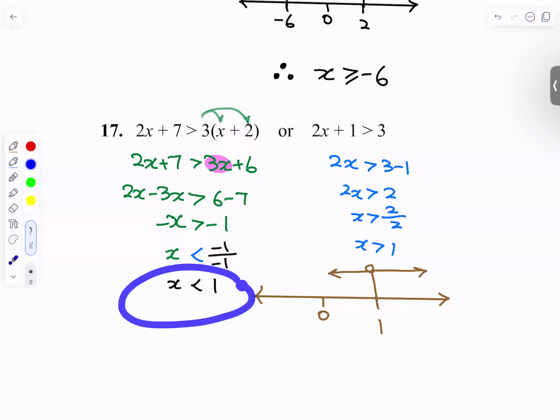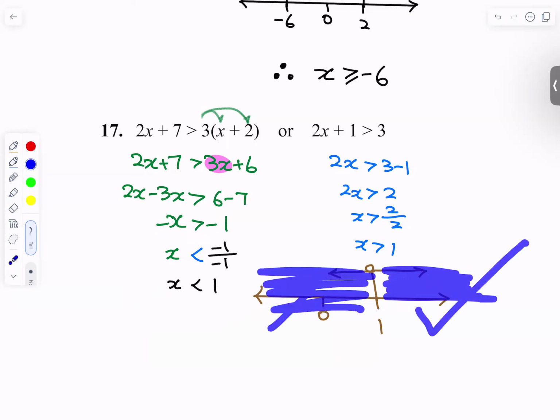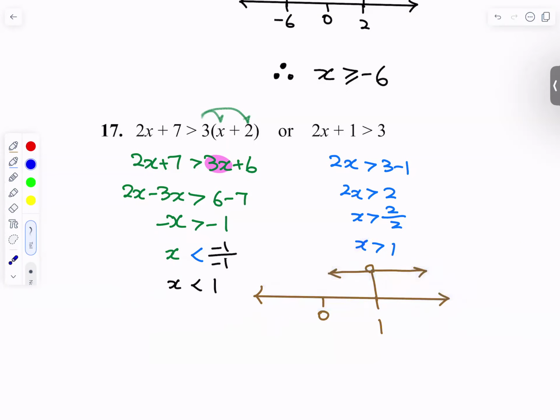So this is saying all the answers before negative 1, and this is saying all the answers after 1. Then what are the answers? Do I have at least one here? So yes, this is the answer. Do I have at least one solution here? Also yes, because the line is here.